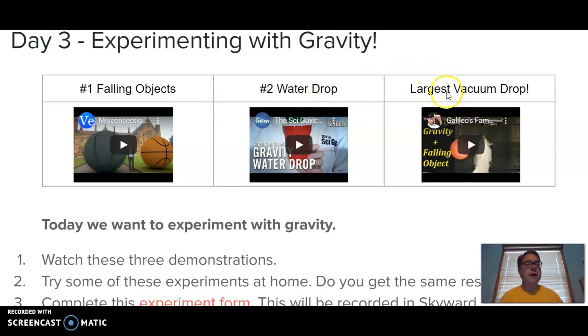The third activity, largest vacuum drop. This one is not one you can demonstrate at home, okay? But you can do the opposite of this at home. I'll talk to you about that in just a second.